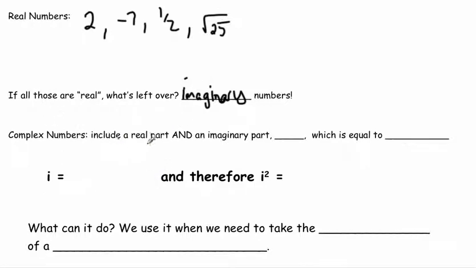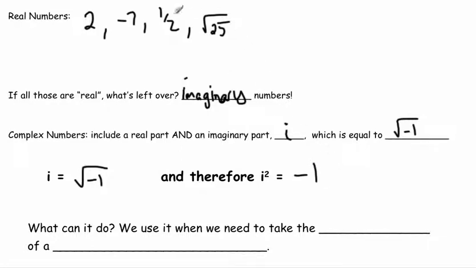Complex numbers include a real part and an imaginary part. The imaginary part is i, and i is equal to the square root of -1. So you get this conclusion from that: if i equals the square root of -1, therefore i squared must be -1.